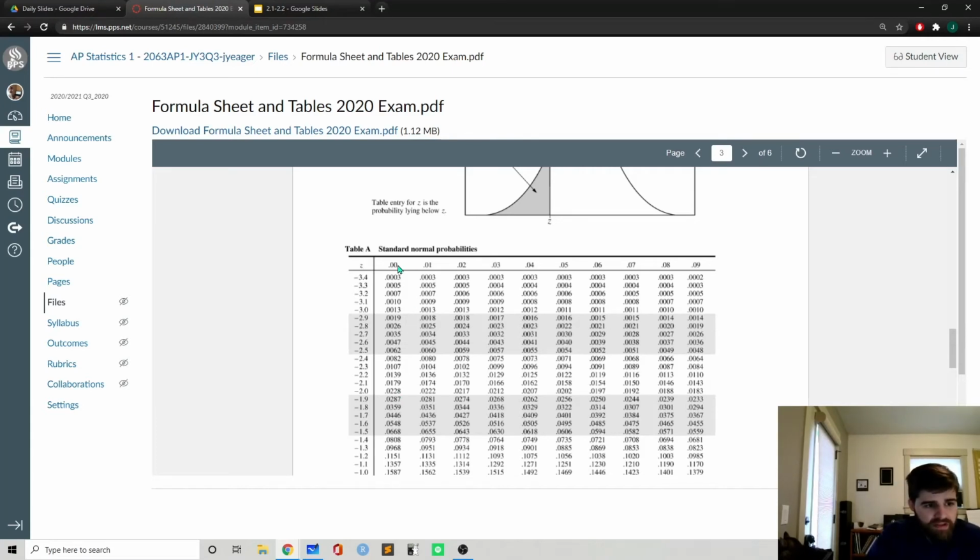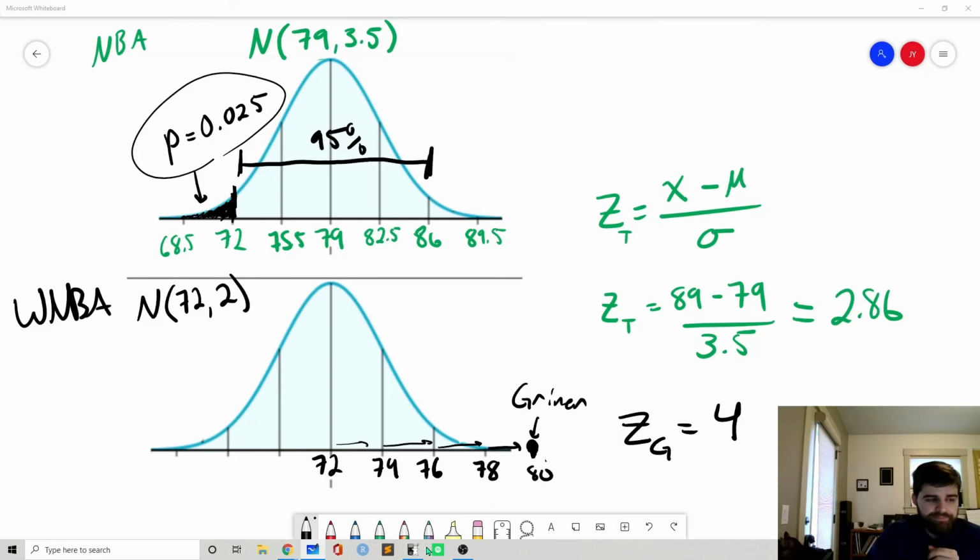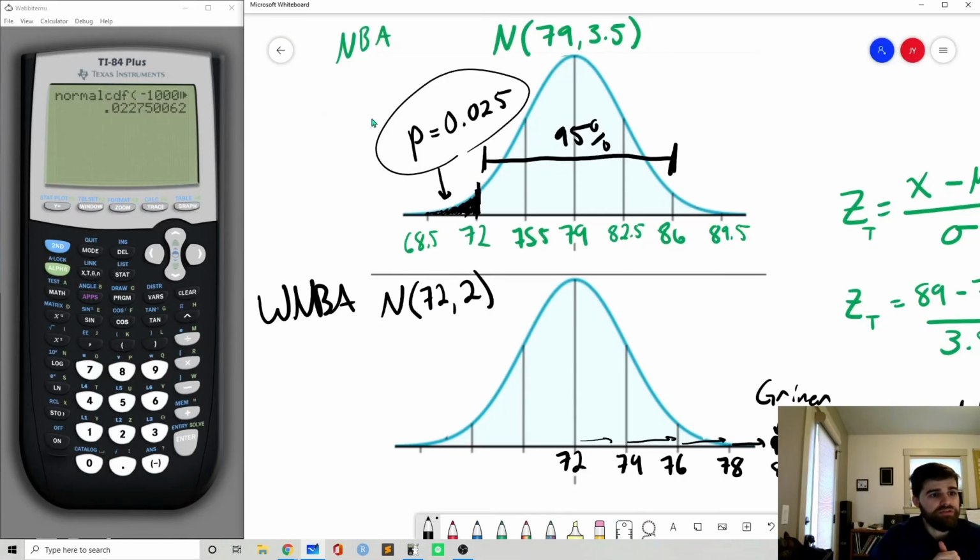Cool. These tables are a little bit hard to read, and for the most part, we won't really use them because we have a calculator. And this calculator will allow us to approach this problem really, really quickly. So to do normal calculations in your calculator, you're going to use the distribution button. It's right here behind vars, variables. And we're going to use normal CDF, this second option here.